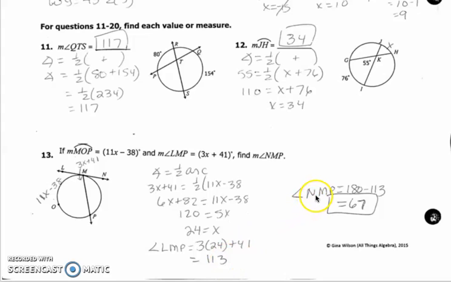And then they wanted me to find angle NMP. So NMP is right here, right next to it. And together those angles add up to a straight line, which is 180. So all I did was 180 minus 113, which is 67.